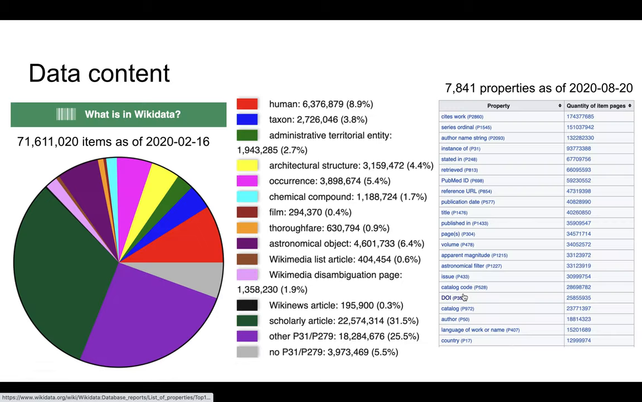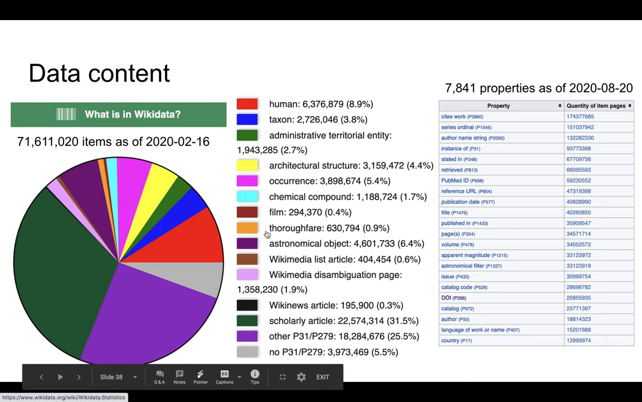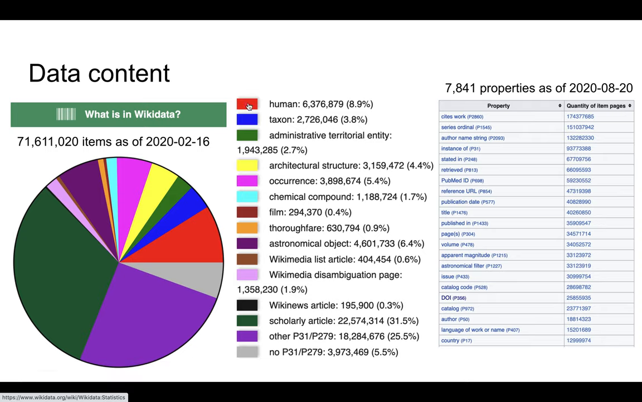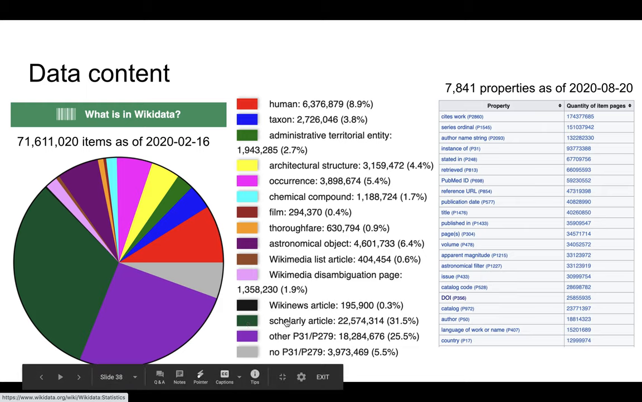What is in Wikidata? There are different things, and so here you see a whole lot of different classes of things, starting in red with the humans and then going counterclockwise. So there's humans in there, lots of them. There's taxa, that is species and other groups of biological taxonomy. There's territorial entities like countries, counties, and districts, and things like that. There's buildings, there's events, there's chemical compounds, there's culture, there are astronomical objects, and so on. And the big blob here in green is scholarly publications.